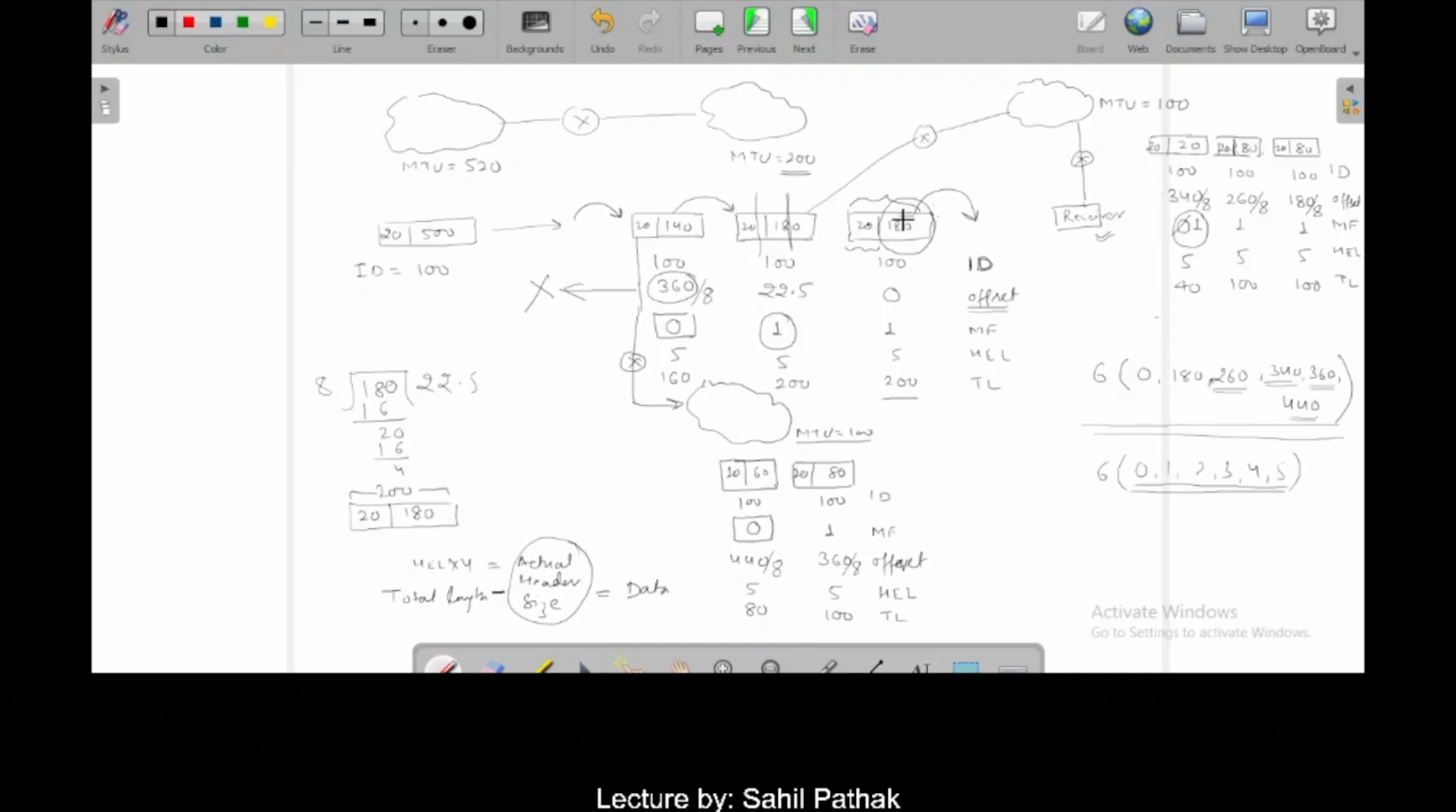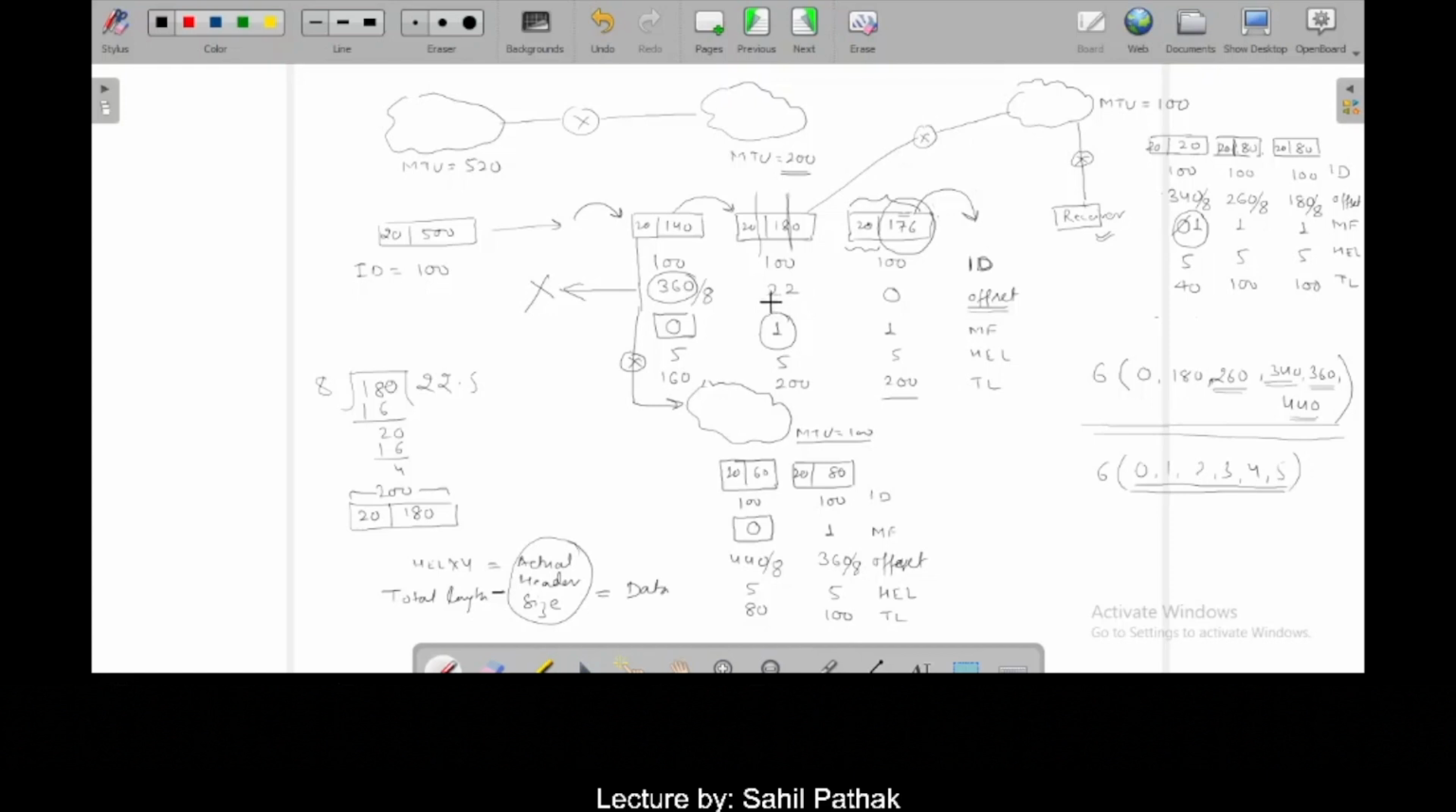Now what will we do? We cannot increase it, so let us reduce it a little. How much should we reduce so that it is divisible by 8? The just-below value which is divisible by 8 would be 176. So now the data bytes ahead of this is 176 and the offset value would be 176 by 8, and that is 22. Here the offset value is coming out to be 22.